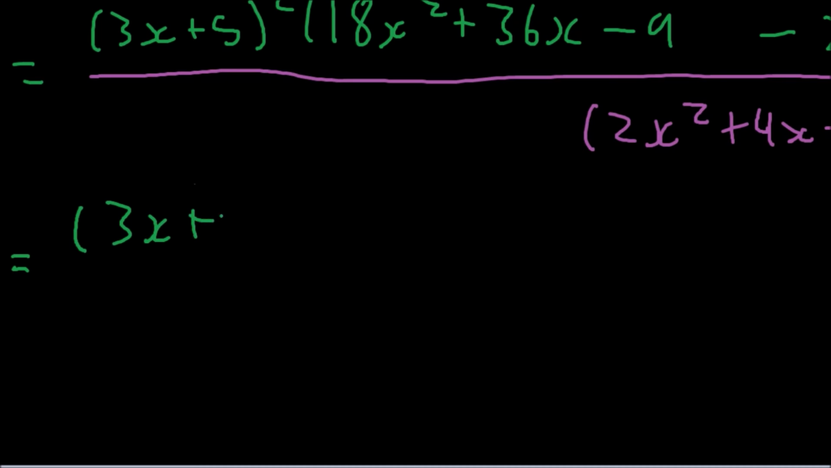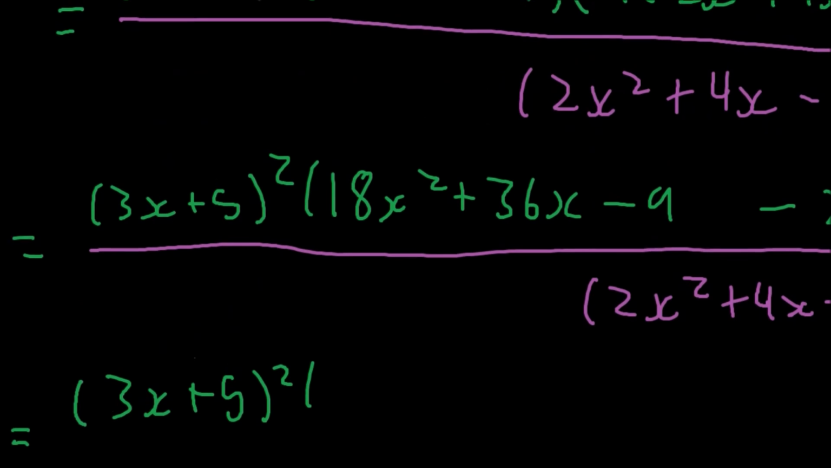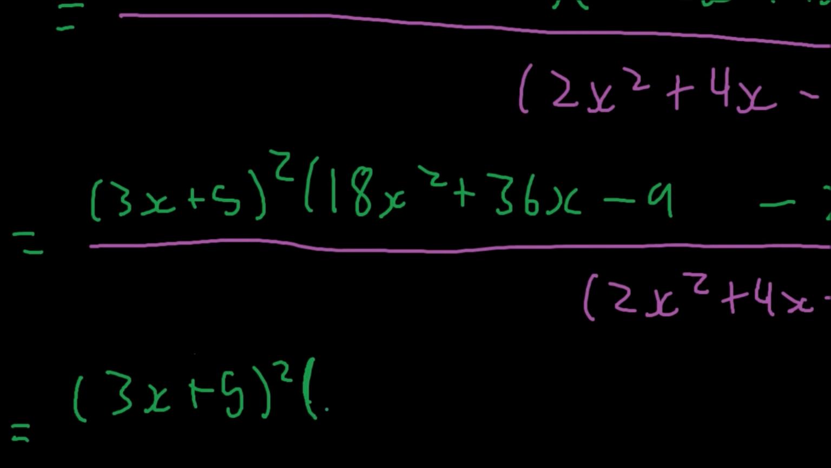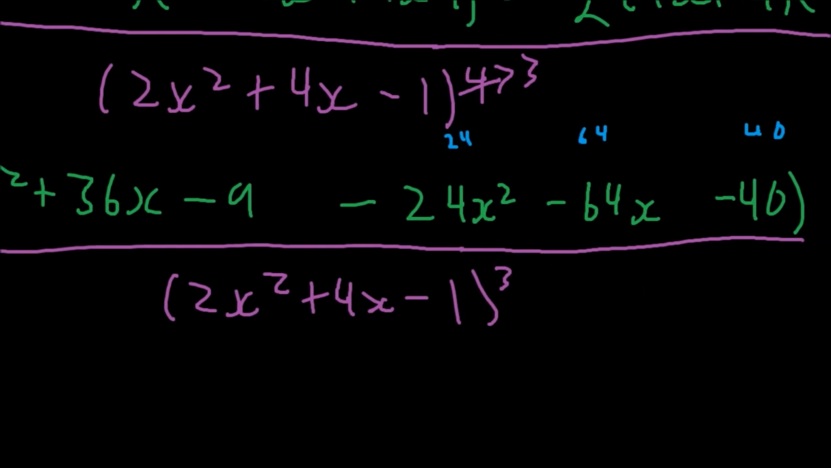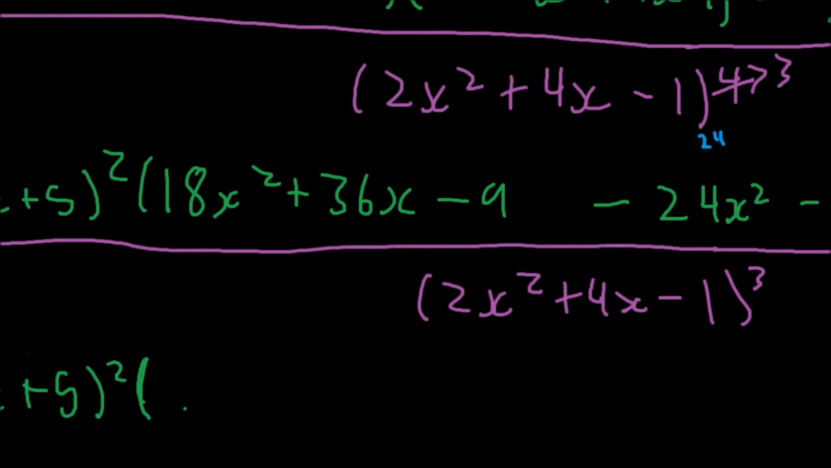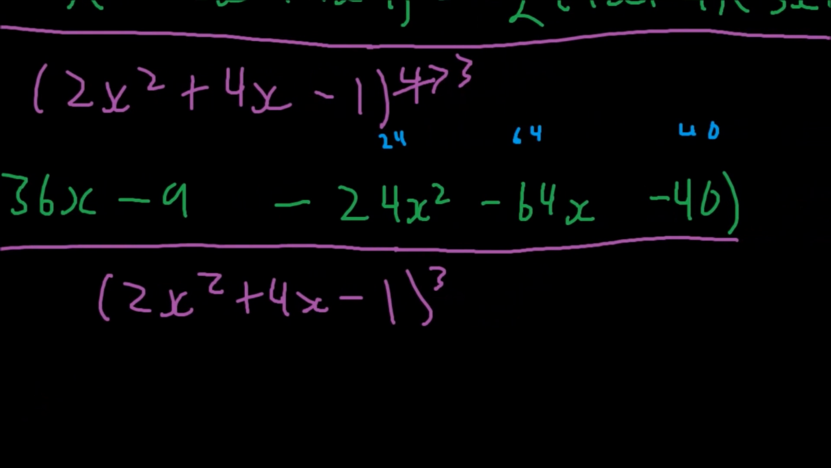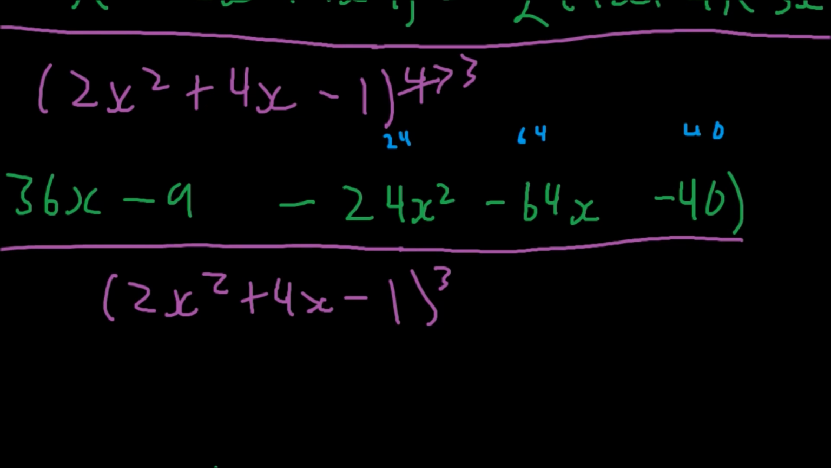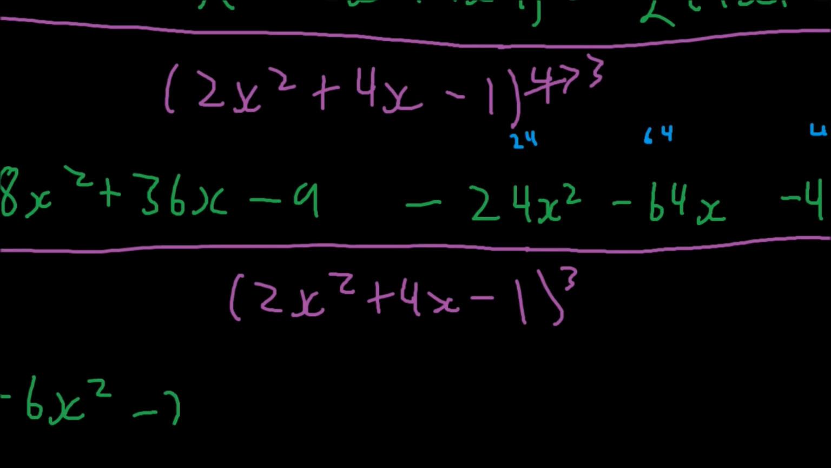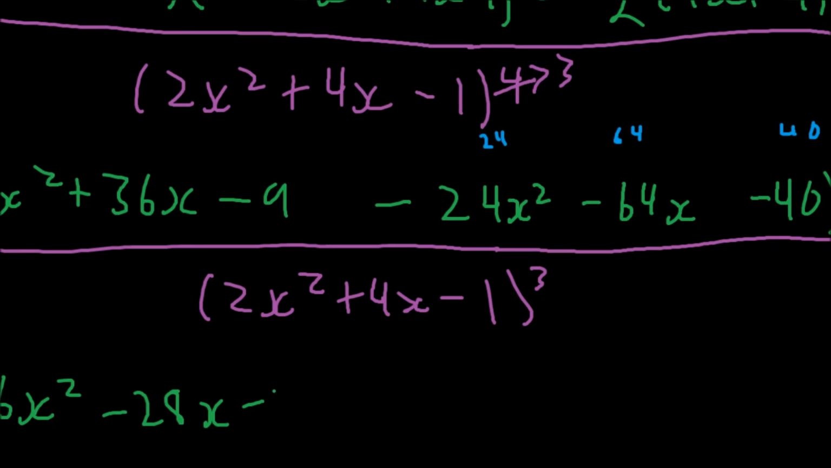So 3x plus 5 squared. All we have to do is simplify this inner bracket, and we're golden. 18 minus 24, so minus 6, x squared. 36 minus 64. We are looking at a grand total of 28 there, negatively. Minus 9 minus 40 is minus 49.